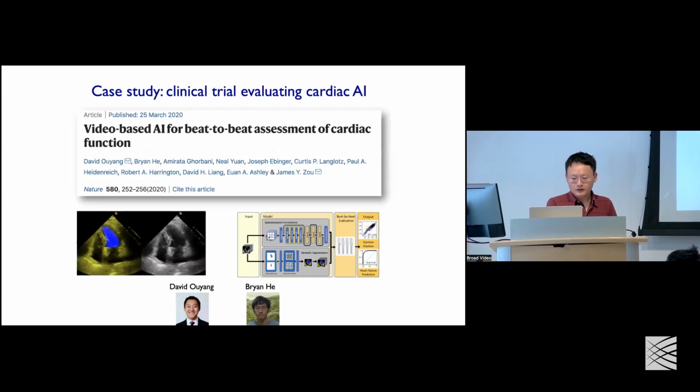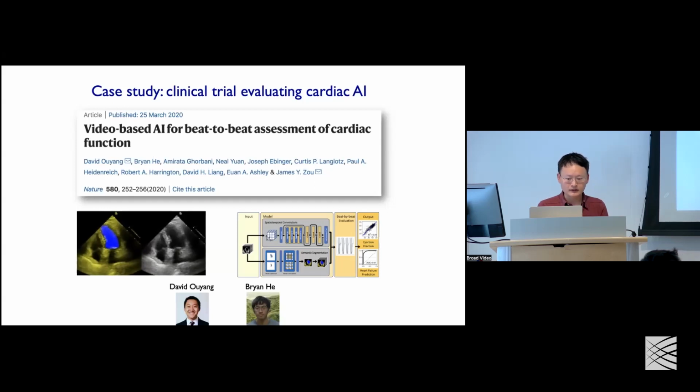And then maybe I'll just also more briefly mention some of the things we're doing on the model evaluation side, which is thinking about how to design actual clinician-in-the-loop or randomized clinical trials to evaluate these models. So I'll do this through a particular case study where we recently did one of the first of these large-scale randomized clinical trials evaluating medical AI.